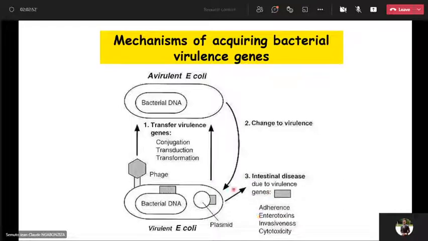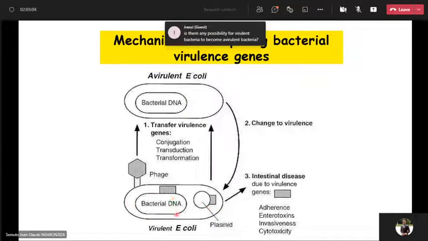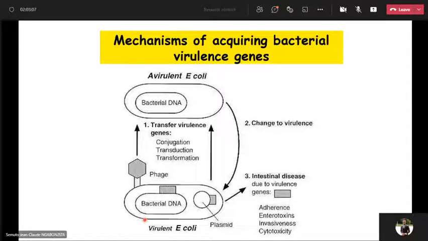So by acquiring this, the bacterium can change, and this can also not remain extrachromosomal. Sometimes it can be integrated in the chromosome of the bacterium. Who can tell us what we call a plasmid when it is inserted here? Episomes. So when you have an episome here with that property of resisting antibiotics, or producing virulence factors, then this E. coli changes from non-virulent to virulent.